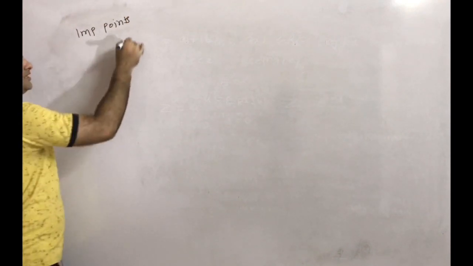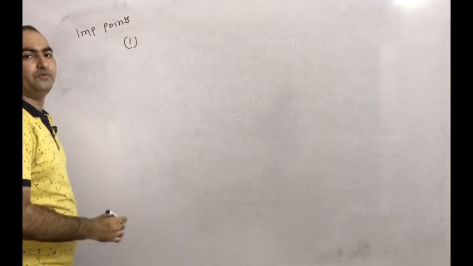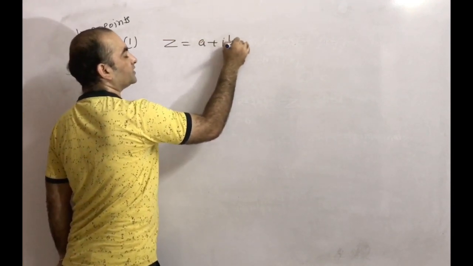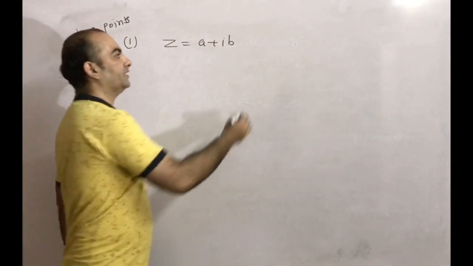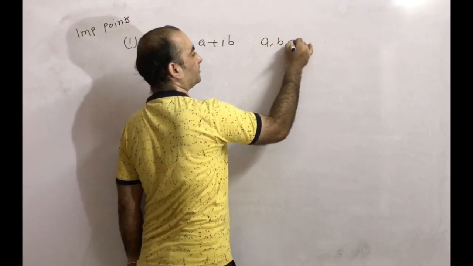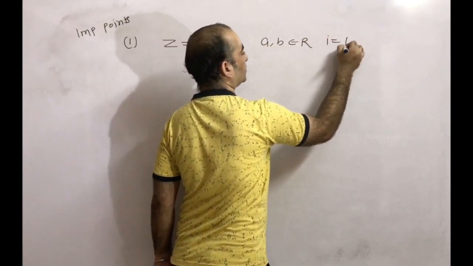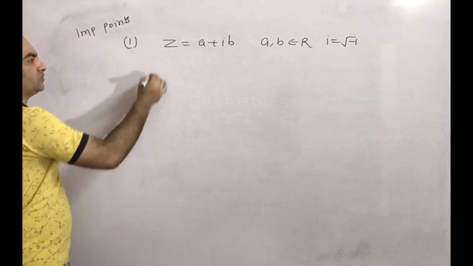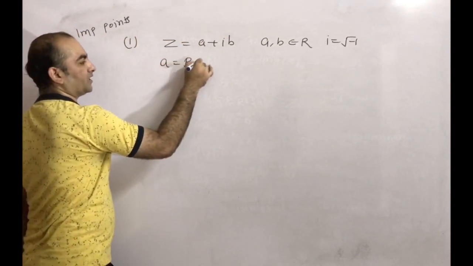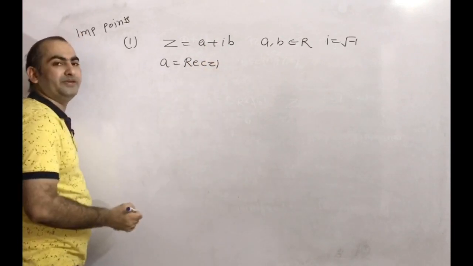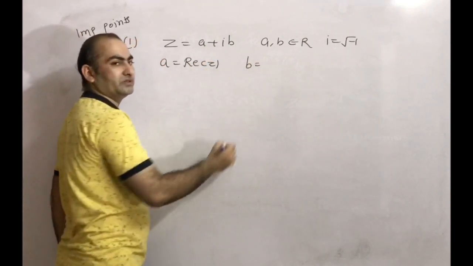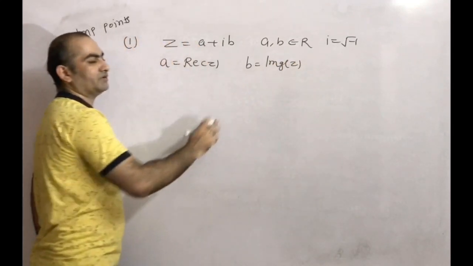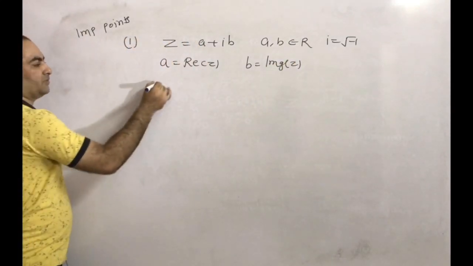So first point: we know z equal to a plus iota b is called complex number, where a comma b belongs to real numbers and iota equal to root of minus 1. A is called the real part of z, Re of z, and b is called the imaginary part of z, Img of z.